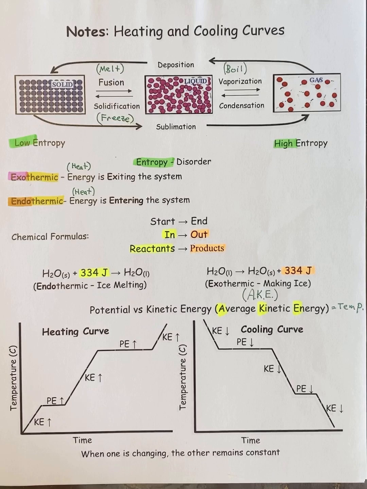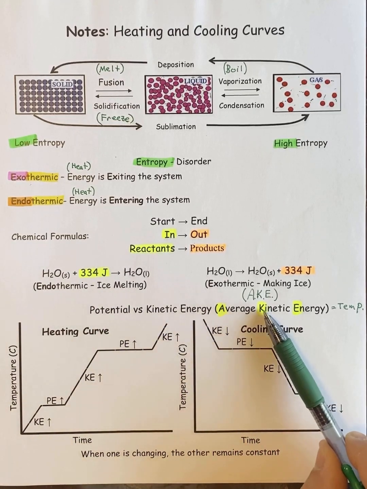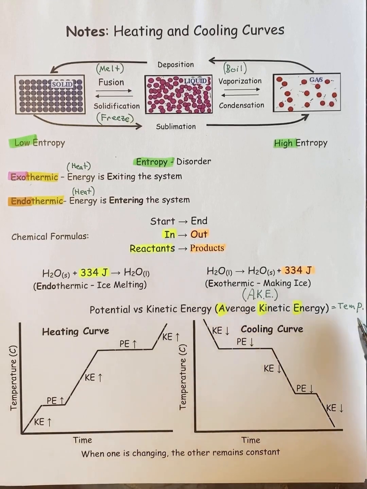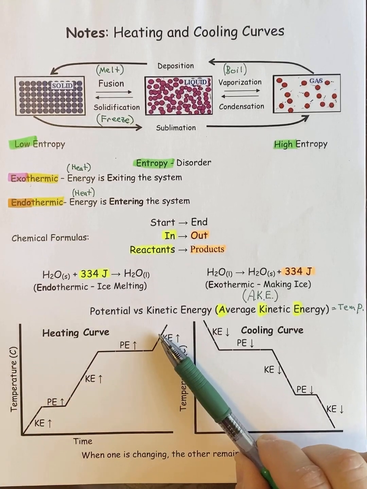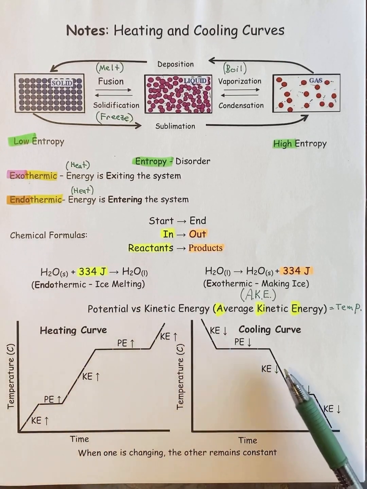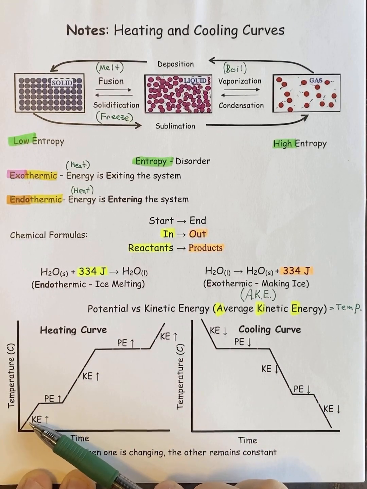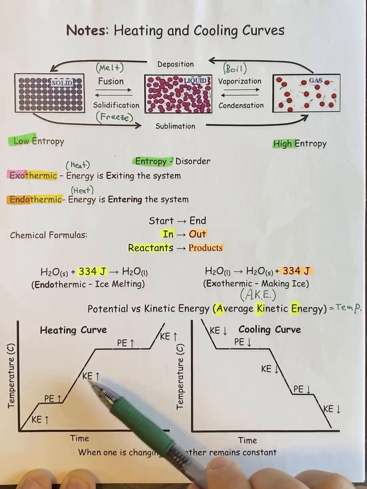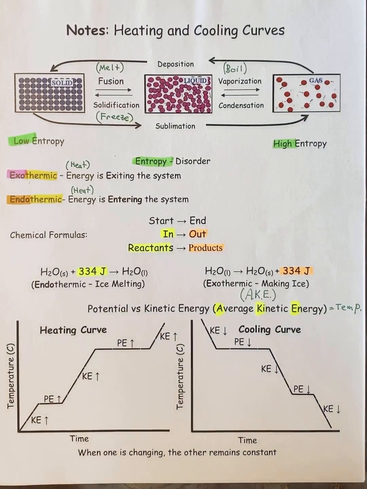But here's the way to remember kinetic and potential. It's very simple. Kinetic energy, otherwise known as average kinetic energy, or AKE, is the temperature. So if we look at this graph, temperature is on the y, that means temperature is changing on the angled parts and it's staying the same on the flat parts. So if we're reading this from left to right, then the kinetic or the temperature goes up on these three angles and it goes down on the same three if we're looking at a cooling curve. Okay, so that's kinetic energy.